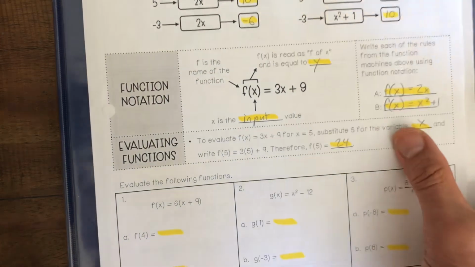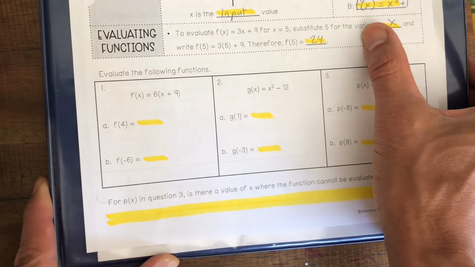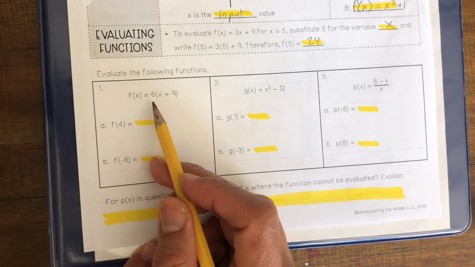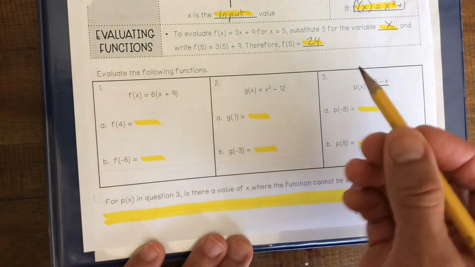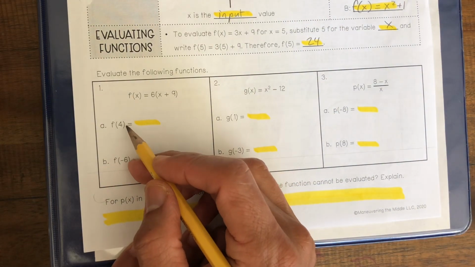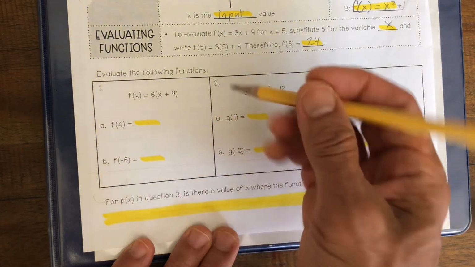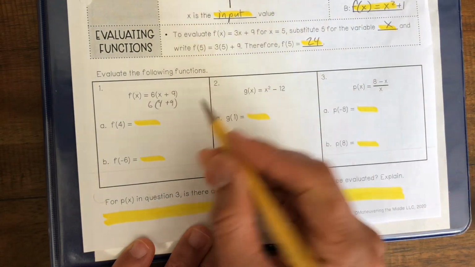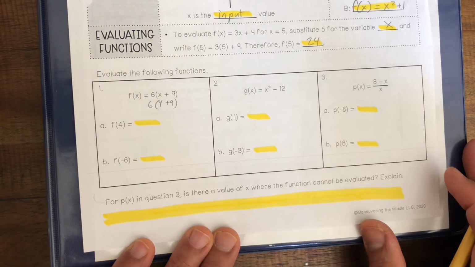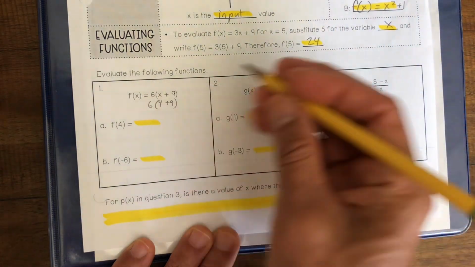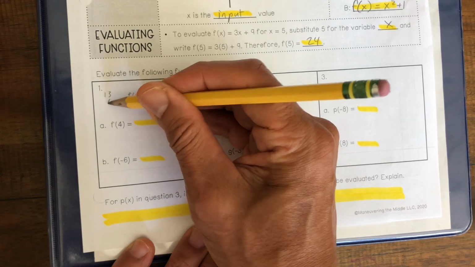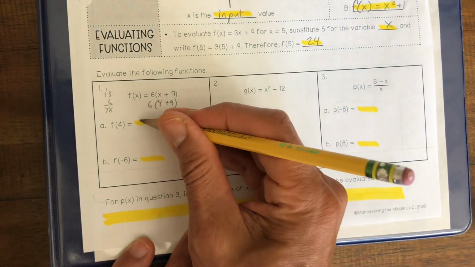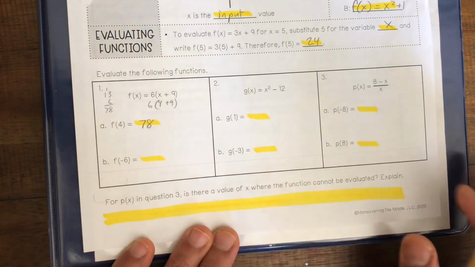Let's look down at the bottom 3 examples. Evaluate the following functions. F of x equals 6 times the quantity x plus 9. If we input 4 for x, we get 4 plus 9 times 6. 4 plus 9 is 13. 6 times 13 gives us 78. Yes, 78. So f of 4 equals 78.